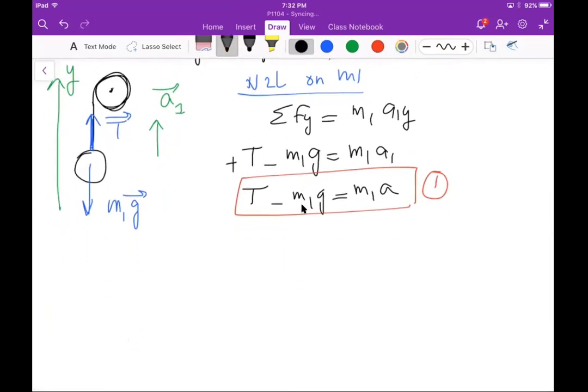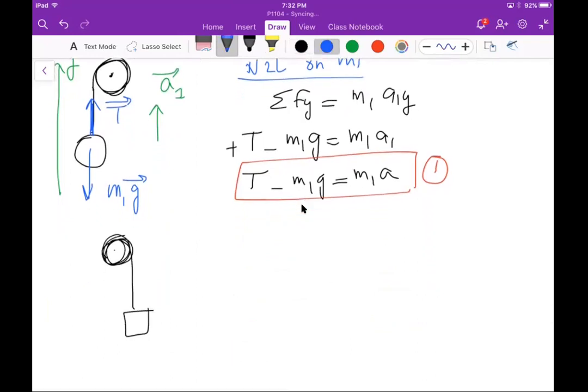Now let's consider the mass M2. The mass M2 is on the other side of the pulley. If you draw it in the same way here, M2 is present on this side. What are the forces acting on M2? Again, we have the weight, and we have the tension in the cord, that is T. And don't forget that in this case, the block M2 is moving downward. So this is the vector A2. And of course, we take the same direction for the y-axis.